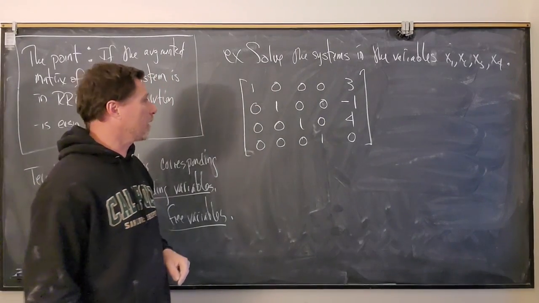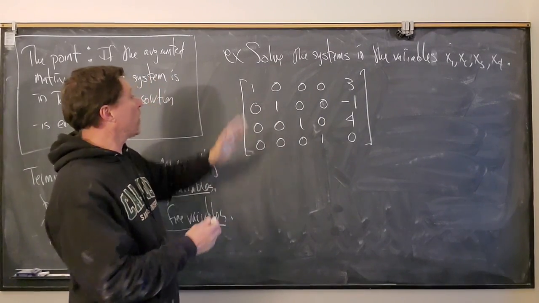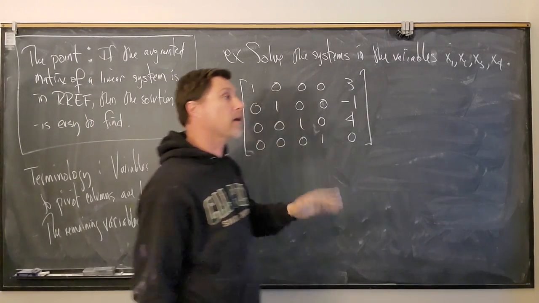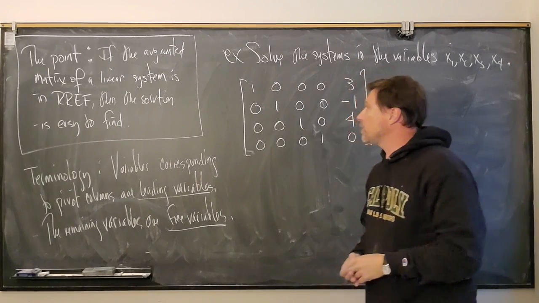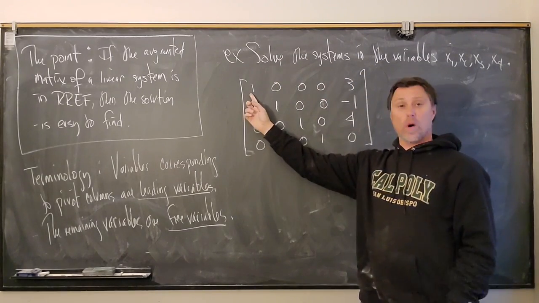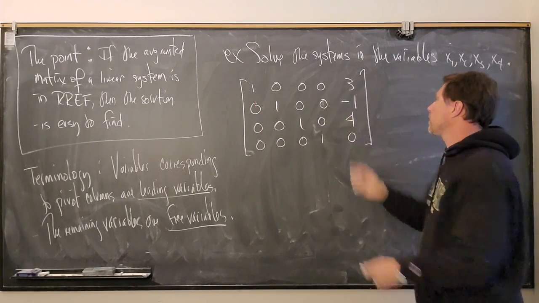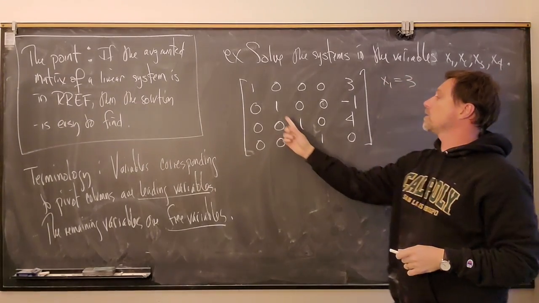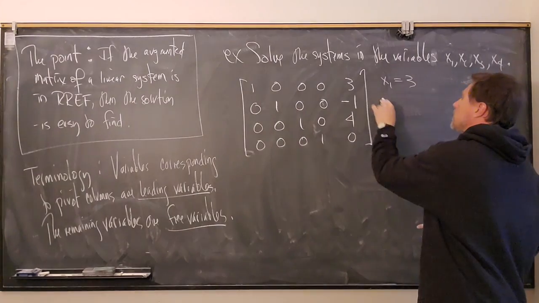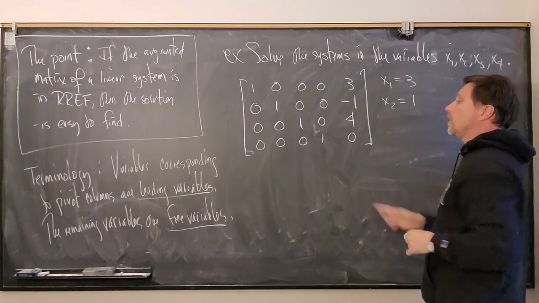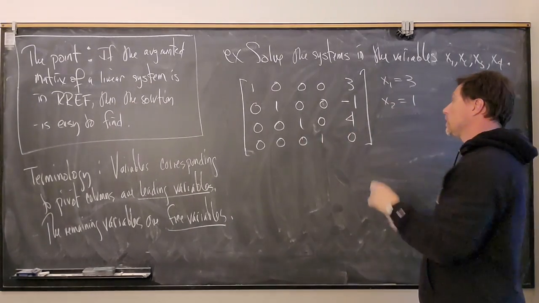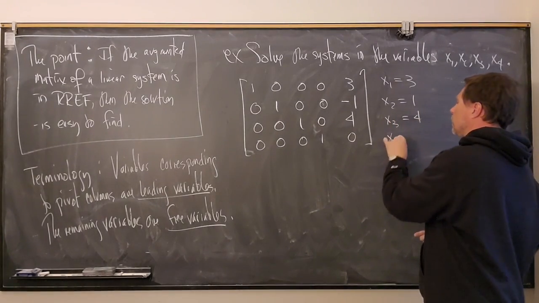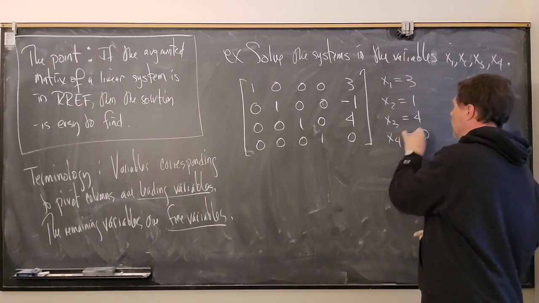Well, what is this telling us? If you reverted back to the corresponding linear system, it would tell us x1 is equal to 3, x2 is equal to negative 1, x3 is equal to 4, and x4 is equal to 0.